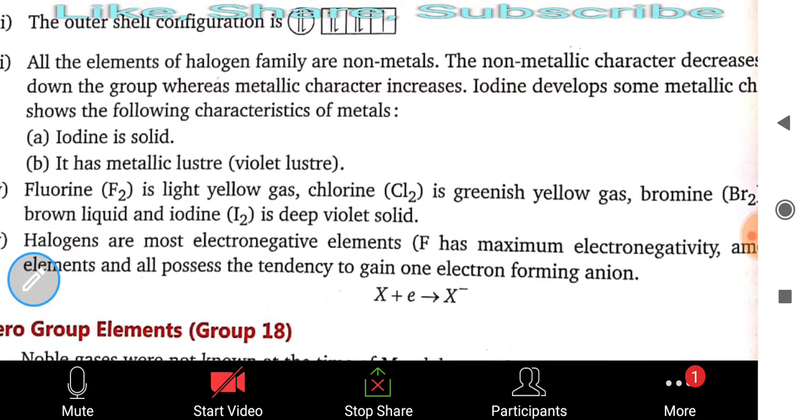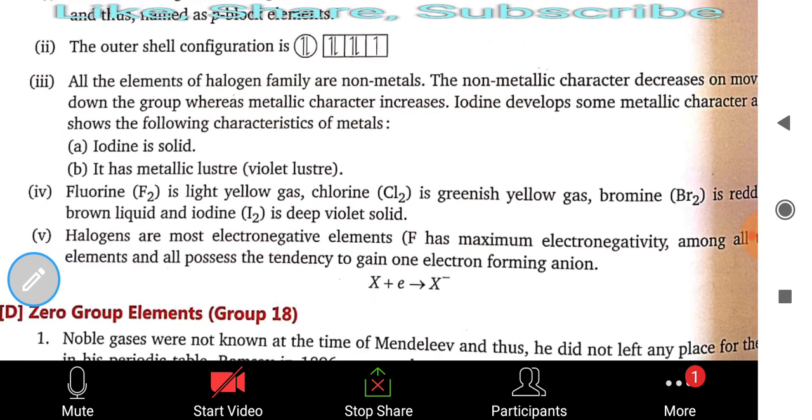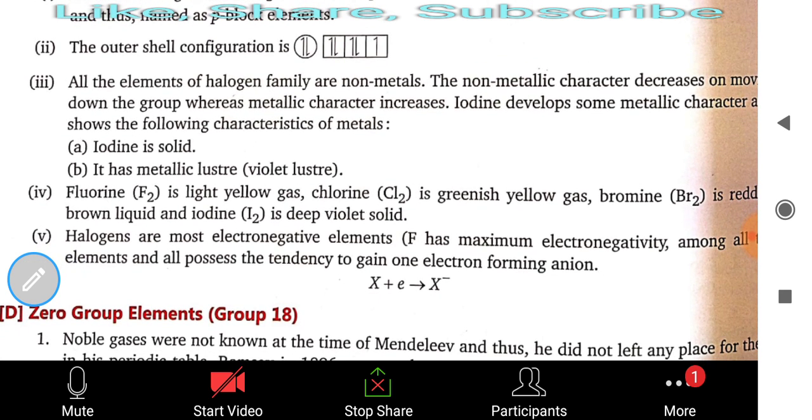All the elements of the halogen family are non-metals. The non-metallic character decreases down the group while metallic character increases. Iodine develops some metallic characters. Iodine is solid in form. It has a metallic luster also, a violet luster if you see that. Fluorine is a light yellow gas. Chlorine is a greenish yellow gas. Bromine is a brown liquid and iodine is deep violet.